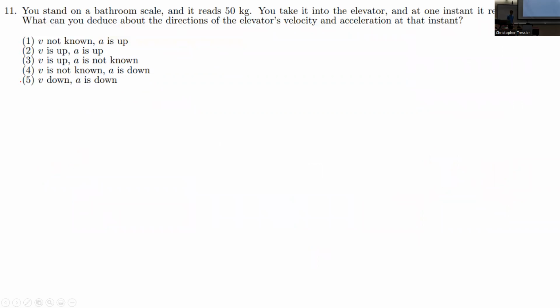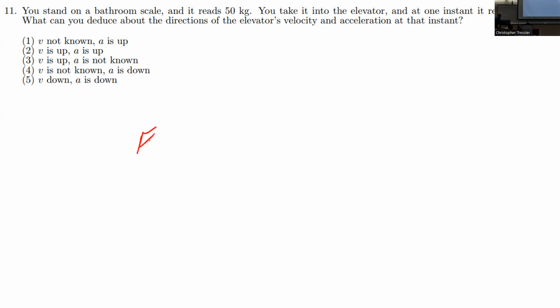Okay, so this one's also completely conceptual. You stand on a bathroom scale and it reads 50 kilograms. You take it into an elevator. I don't know what you're doing going into an elevator with a bathroom scale, to be honest, but you take it into an elevator and at one instant it reads 60 kilograms. What can you deduce about the directions of the elevator's velocity and acceleration at that instant?